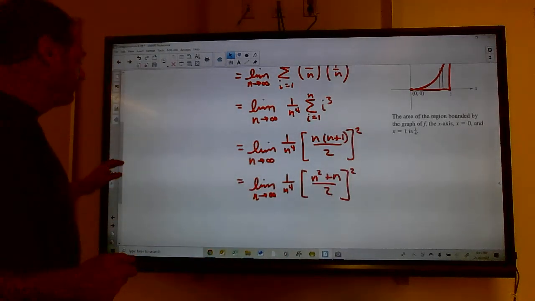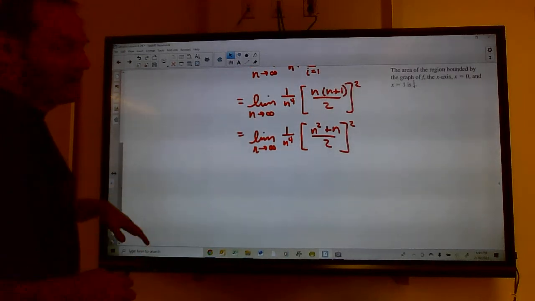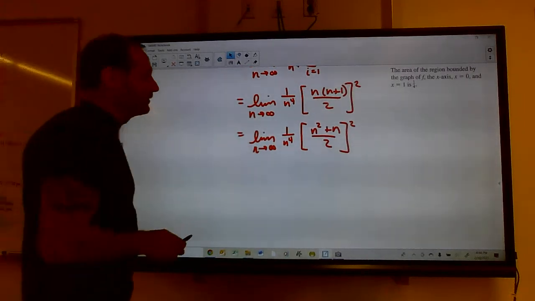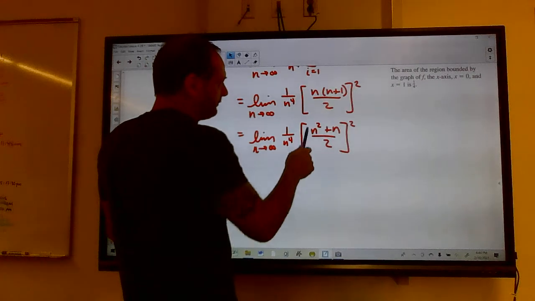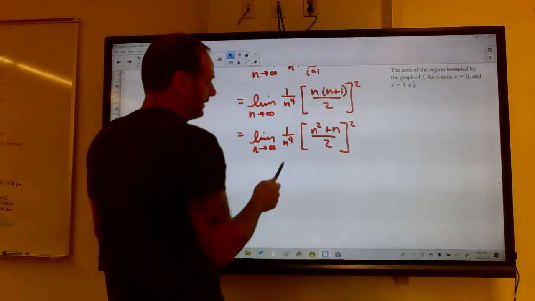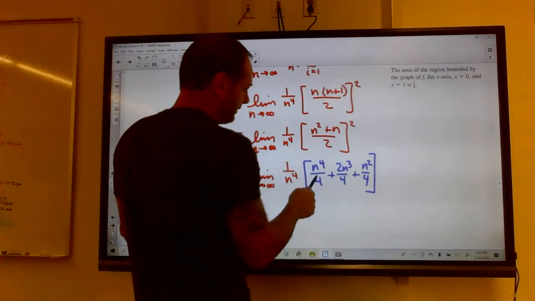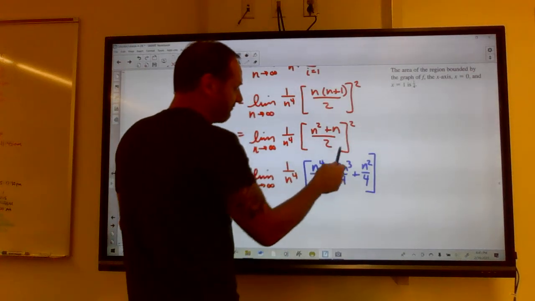Okay, now if you were following along in the book, they skip a bunch of steps here, which drives me crazy, so I put in a bunch of extra steps that are not in the book. So I distributed the n in here. That's all I did going from here to here. And then I squared this, okay? So took this and FOILed it.